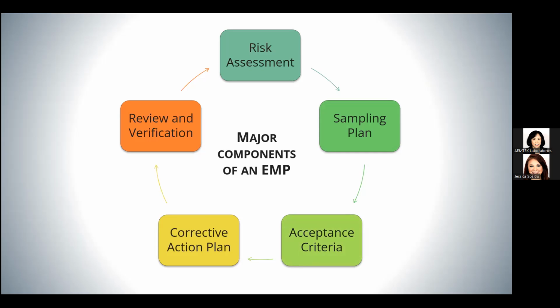And also, the environmental monitoring plan should have acceptance criteria that define what is acceptable and what is considered out of specification. When things happen like a pathogen positive or an out of specification indicator enumeration result, what will you do? And then finally, the environmental monitoring plan should be reviewed and verified on a regular basis.